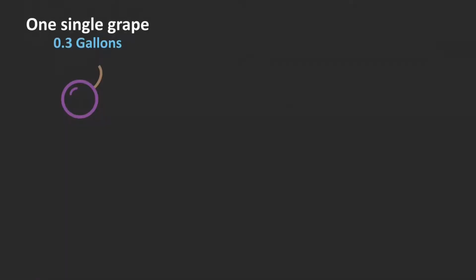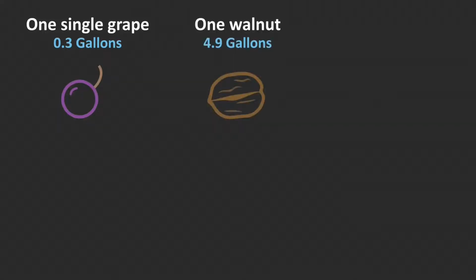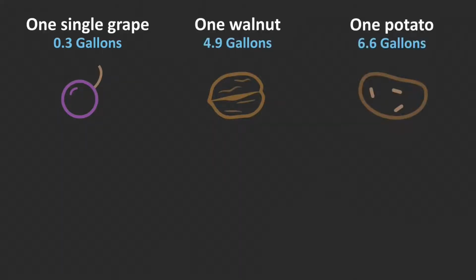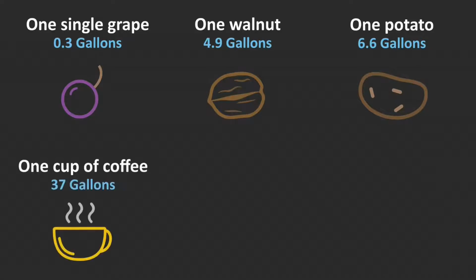A grape, not a bunch of grapes, one grape, consumes about 1/3 of a gallon. One walnut, about 5. A potato, more than 6. A cup of coffee, and not a venti latte at Starbucks, just a cup of coffee, 37 gallons. If it were a latte, it would be a lot more.